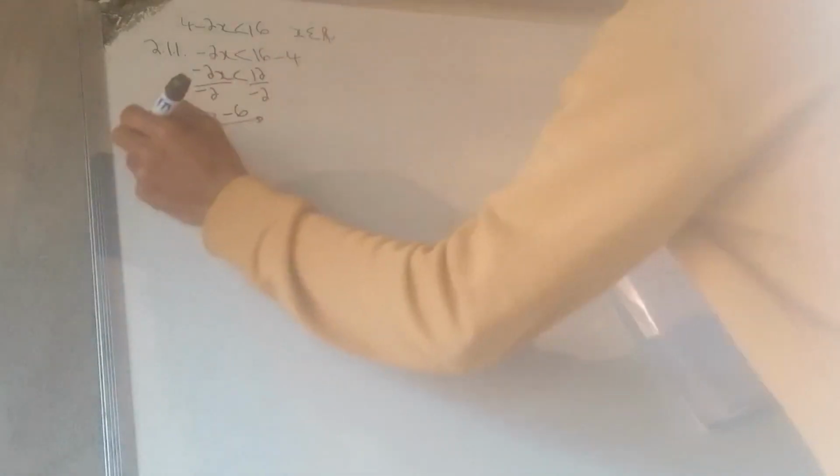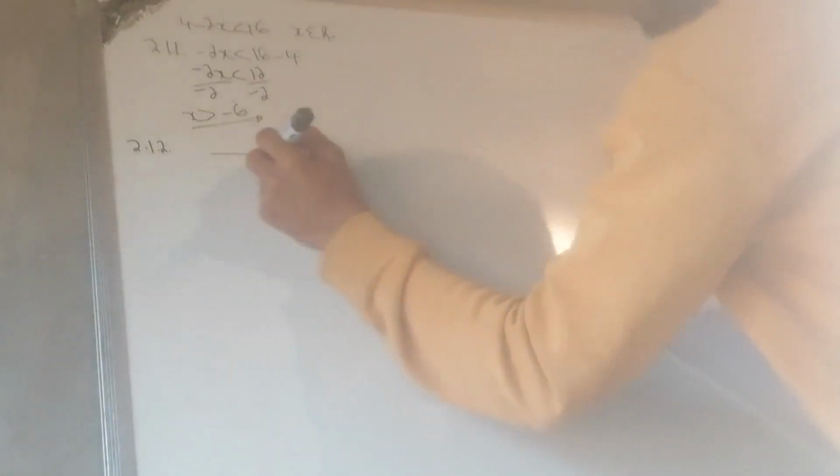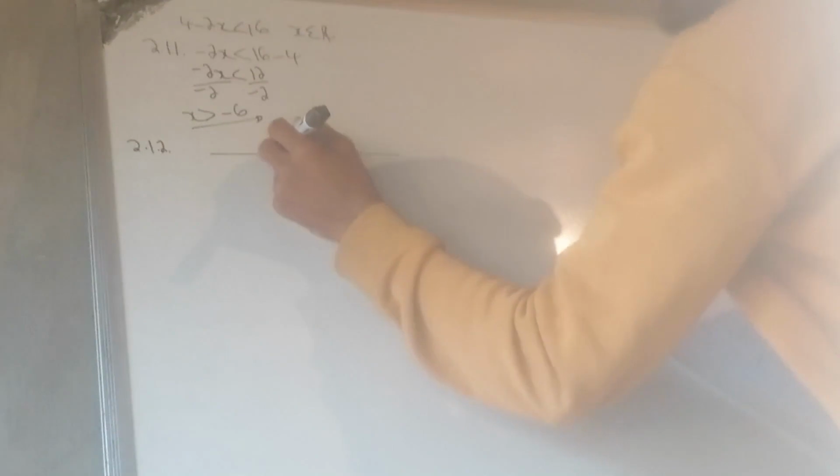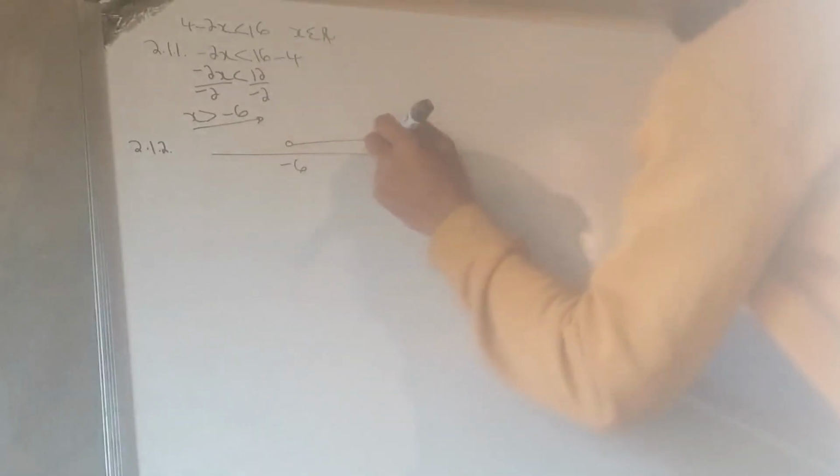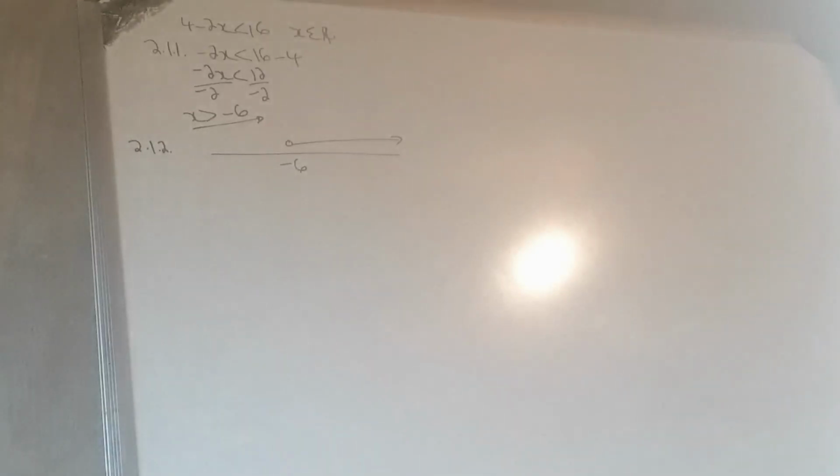That is question one. Question two: hence represent your answer on a number line. Values of x that are greater than minus 6. I have represented my answer on a number line.